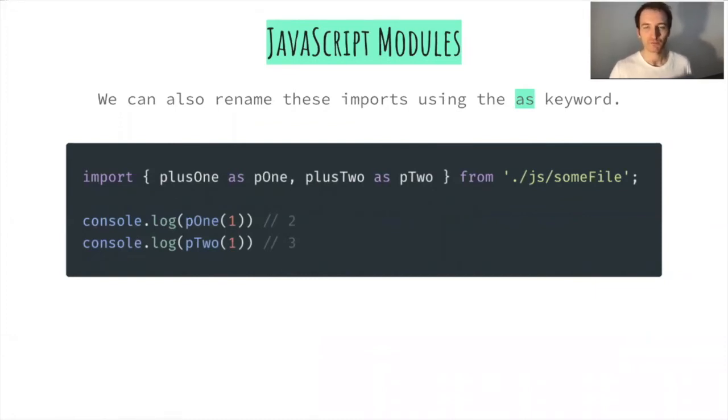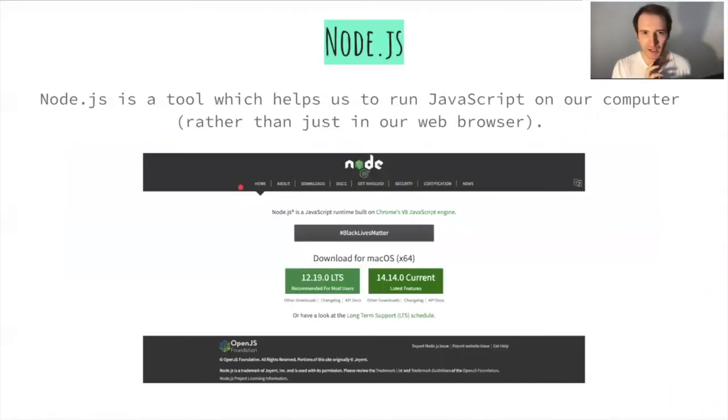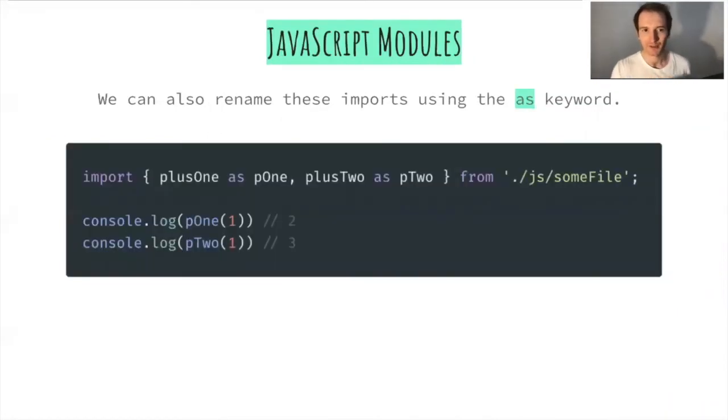We can also rename some of these imports using the as syntax. So here, instead of having it in our local scope as a function called +1, we can use as to cast that function with another name. This is super important because we're using these absolutely everywhere in React, and it allows us to structure our project a little bit nicer.